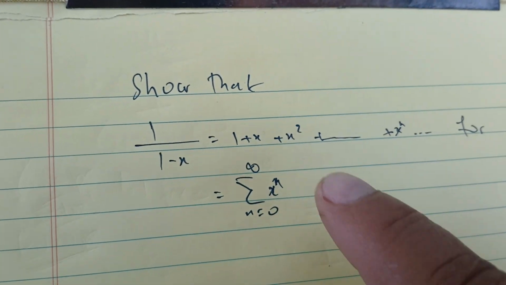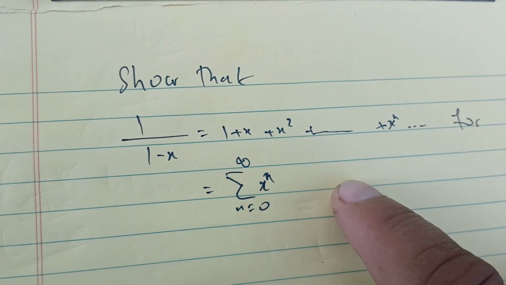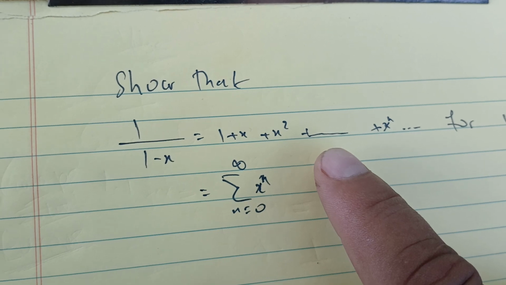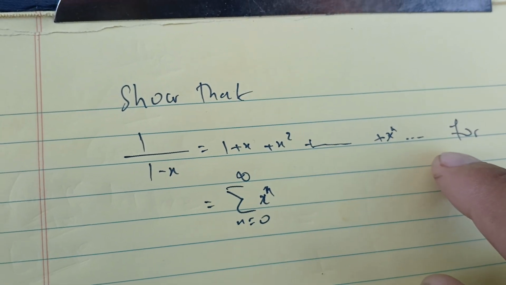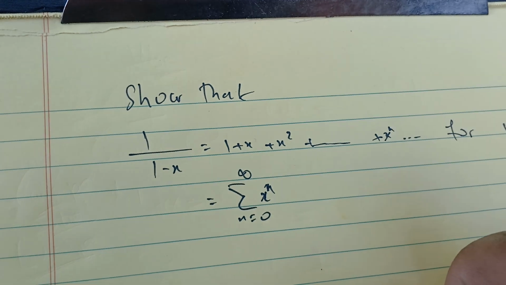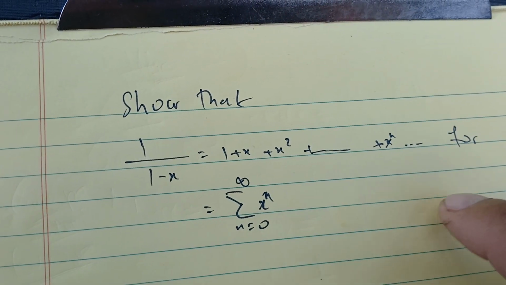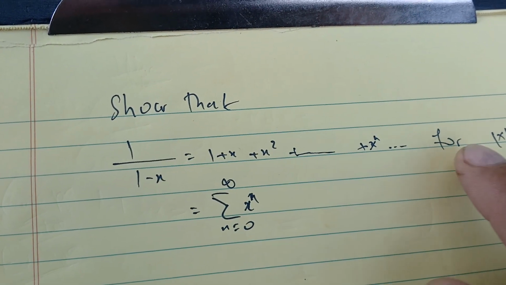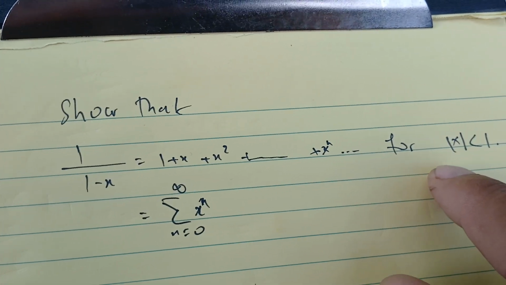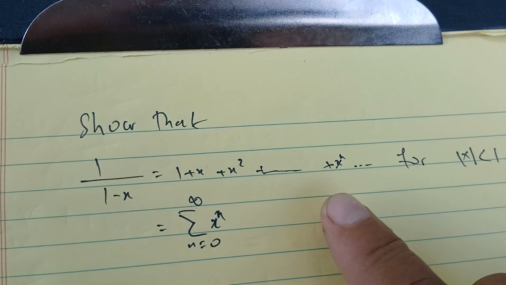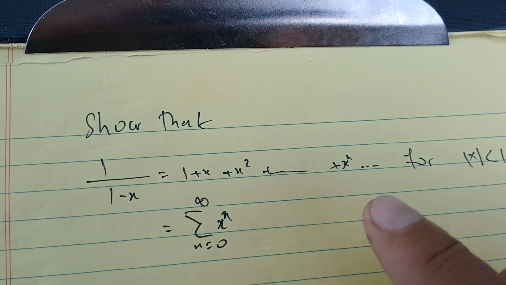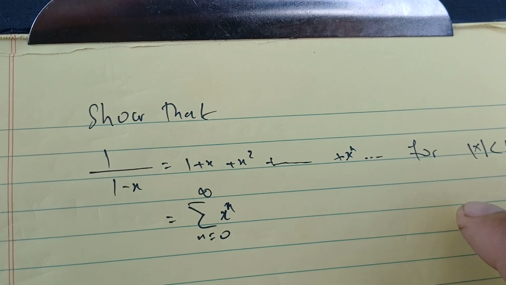In this video, we're going to prove that 1 over 1 minus x is equal to 1 plus x plus x squared, etc. And it's in general, where x here is less than 1. The absolute value of x is less than 1. This result is true in this case only.